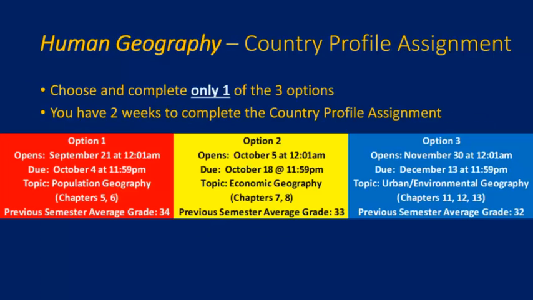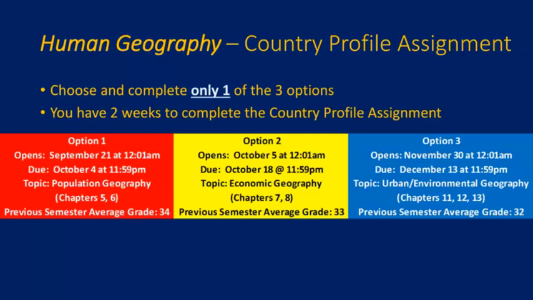If we go to option 3, this is the most popular, probably because most students are procrastinators, but also because the topics are of a lot of interest to a lot of younger people. And so with more people moving to cities and urban areas, urban geography is quite a popular topic, but also environmental geography.